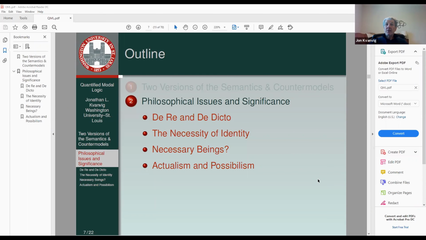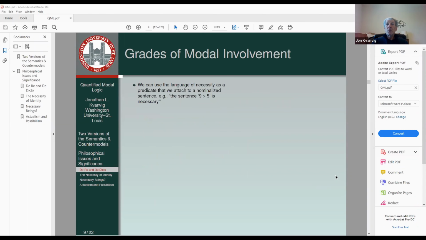Okay, de re and de dicto. Here we go. Quine was worried about what we're doing when we are indiscriminate about where the operator goes. So he said there are 3 grades of modal involvement. Here's the first one. You start with a sentence, 9 is greater than 5. And then you attach a description to it. You say that sentence is necessary. So that's the first use of the language of necessity. The language of necessity in this case is a predicate that we attach to a nominalized sentence. The sentence "9 is greater than 5" in quotes is necessary.